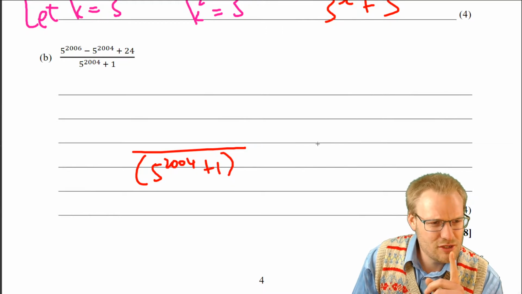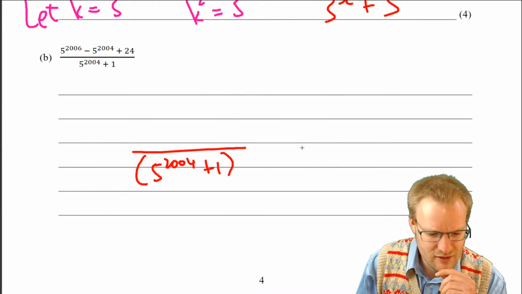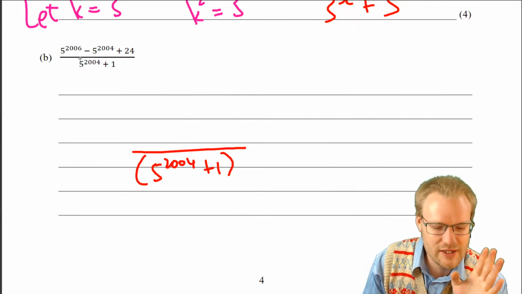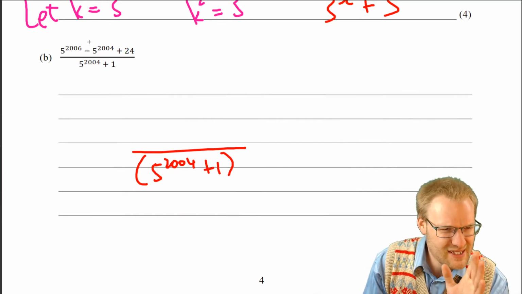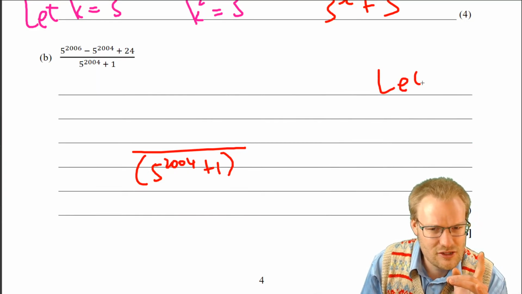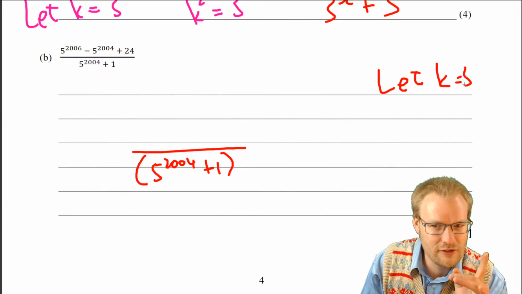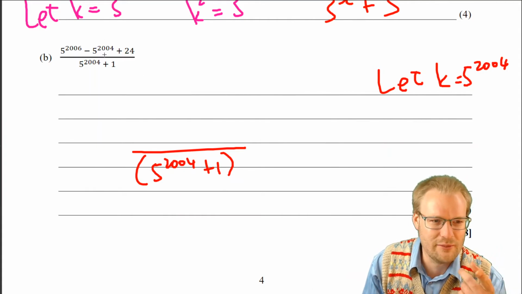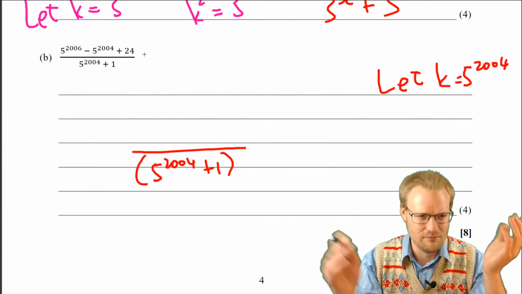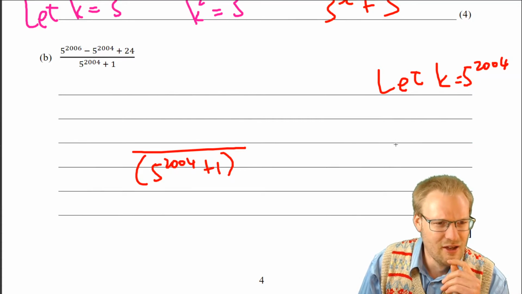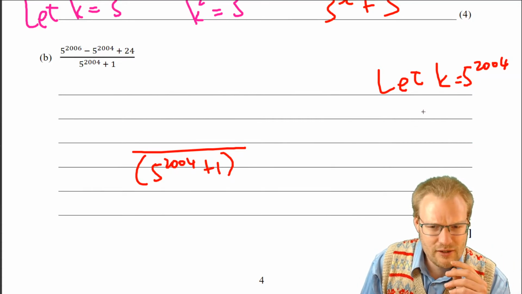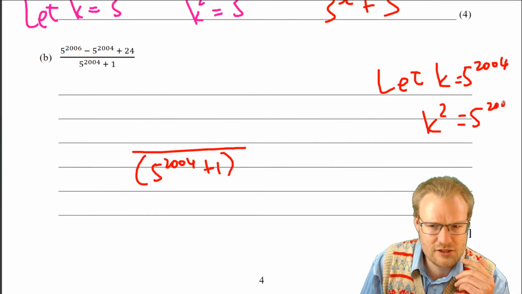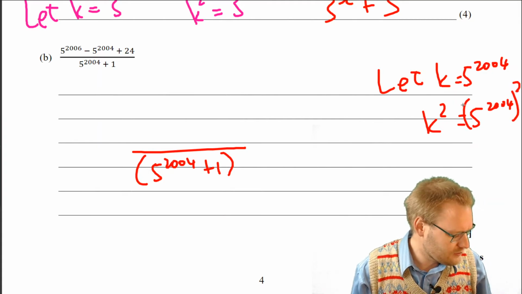Now, the top looks like it's close to a trinomial. So it looks like maybe it's one of those k-squared type ideas. But let's just see. So if we let k, because that's not a bad way of thinking, let k equal 5 to the 2004 and go, oh, okay, well, maybe this is like k squared minus k plus 24. Cool, we can factorize and go from there. Maybe it's a 8, or who knows. But in that case, what would k squared be? Well, it would be 5 to the 2004 squared.